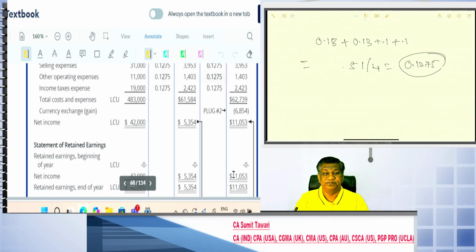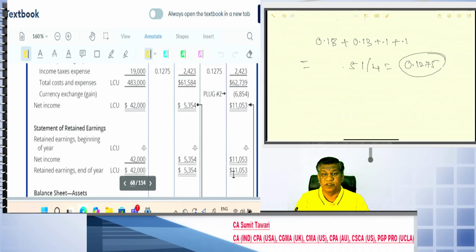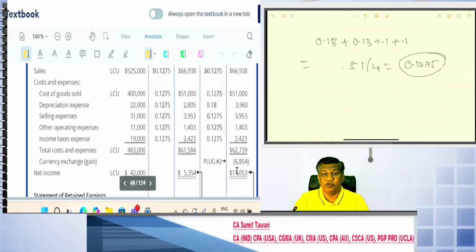Okay, that we will see. Okay, so because this one and the cost of goods sold, this one, there is a different exchange rate. Okay, so that's why the currency gain arises. Okay, so total cost and expenses we need to calculate like this, and the net income also we need to convert with an exchange rate. Okay, so that's why the plug, the currency gain, arises.